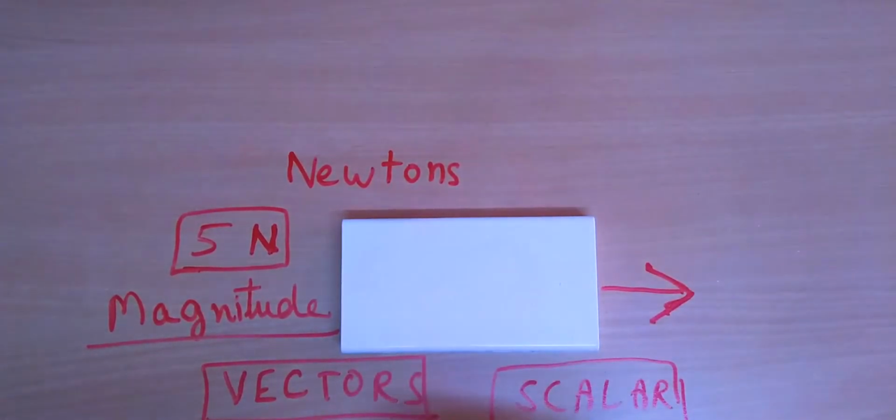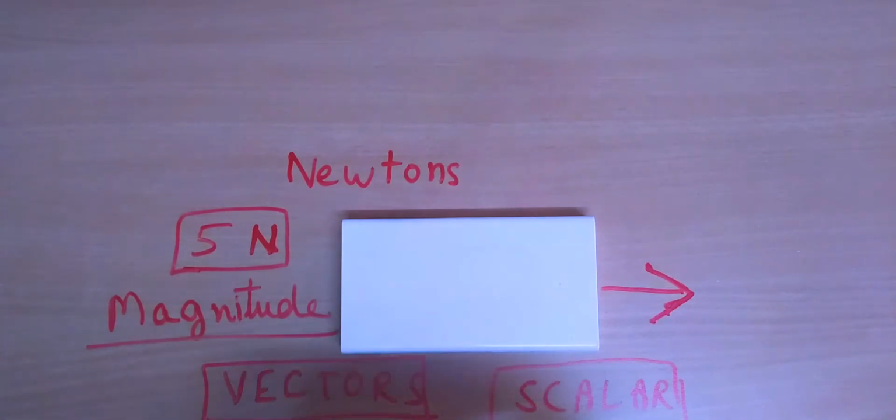On the other hand, vectors have a value as well as a direction. Force is a vector quantity, and in the coming chapters you will learn about more vector quantities as well as more scalar quantities. So that's the basic difference between the two.